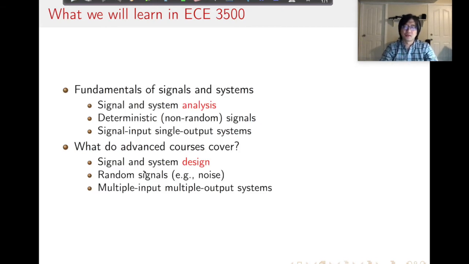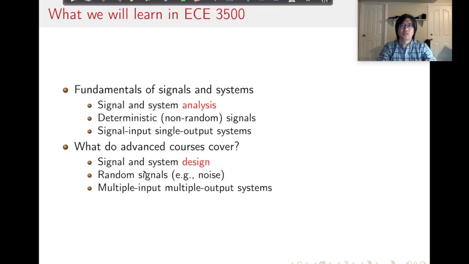And in this class, we're going to focus on analysis, right? Signal and system analysis instead of design. So we're not going to cover how we should design systems. We're going to touch a little bit, but not much. So this means that both systems and signals are given, and we just want to analyze both of them, okay? And in this class, we're going to talk about deterministic signals instead of random signals. If you want to learn random signals, there is a different class for that.